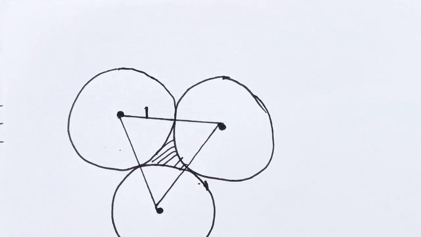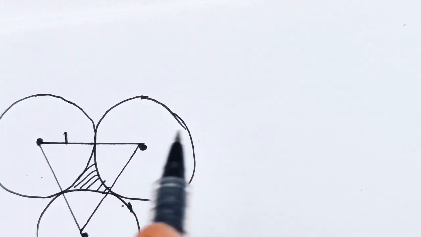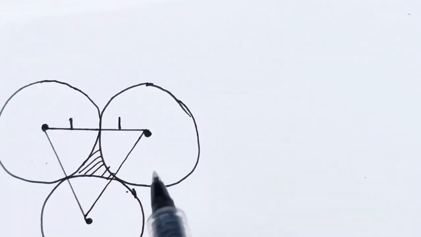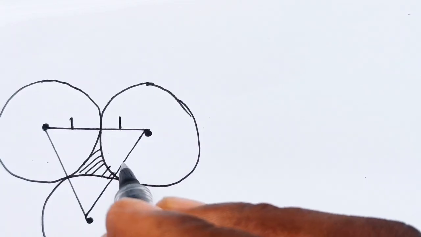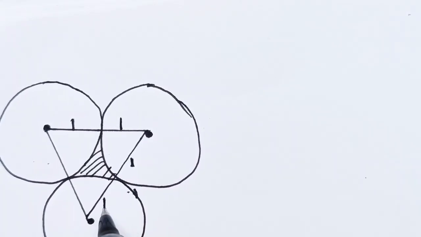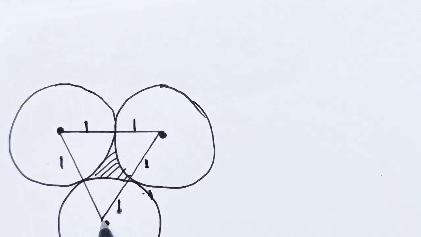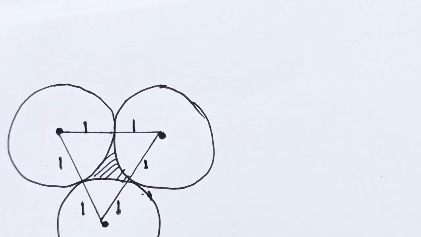Similarly, from here to here is the radius of the second circle, so here is 1 as well. The same thing, from here to here is another radius, which is 1. From here to here is another radius, which is 1. Similarly, from here to here is a radius 1, and from here to here is another radius 1.